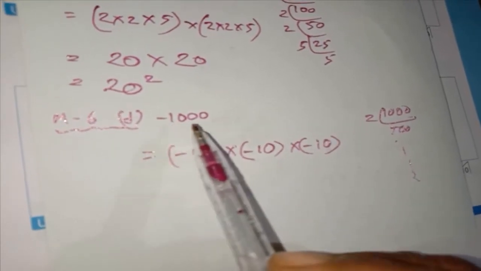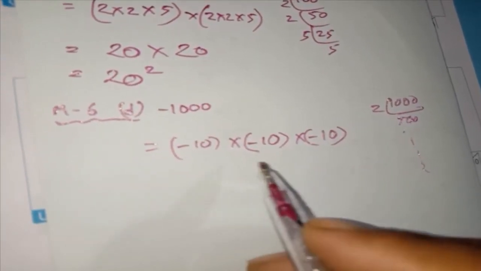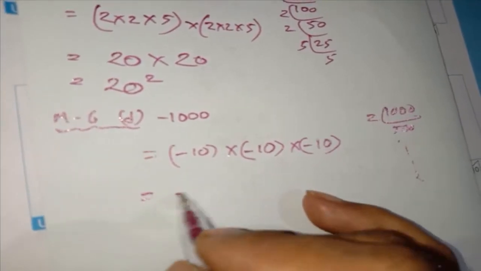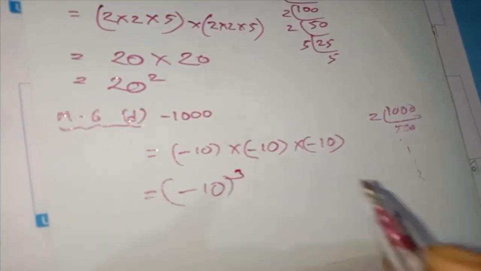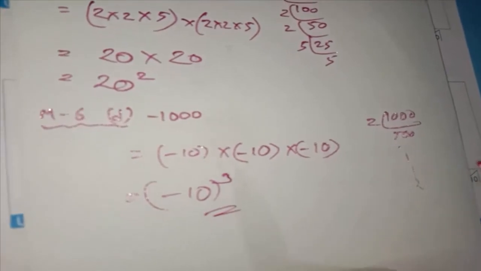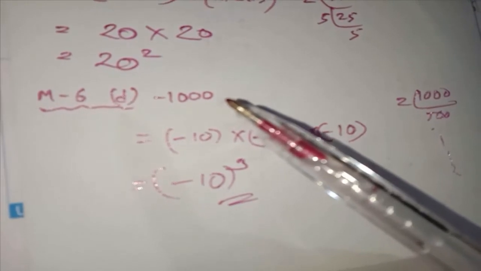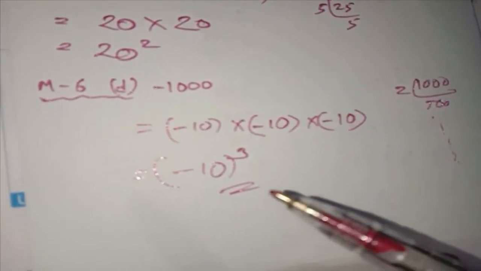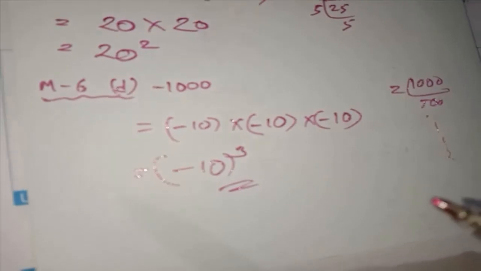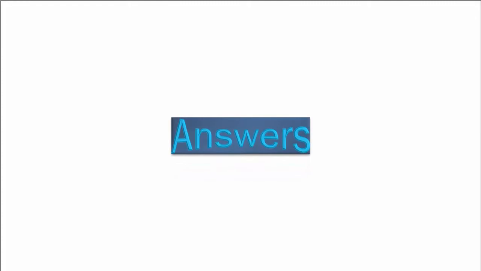So minus 1000 can be represented as minus 10 into minus 10 into minus 10, which can be represented as minus 10 whole cube. That's it. This is how you are going to do module number 6. The number given is represented as the cube of something. Now let us have a look at the answers. At this point, let me remind you, if you need more time, pause the video, note down the answers.